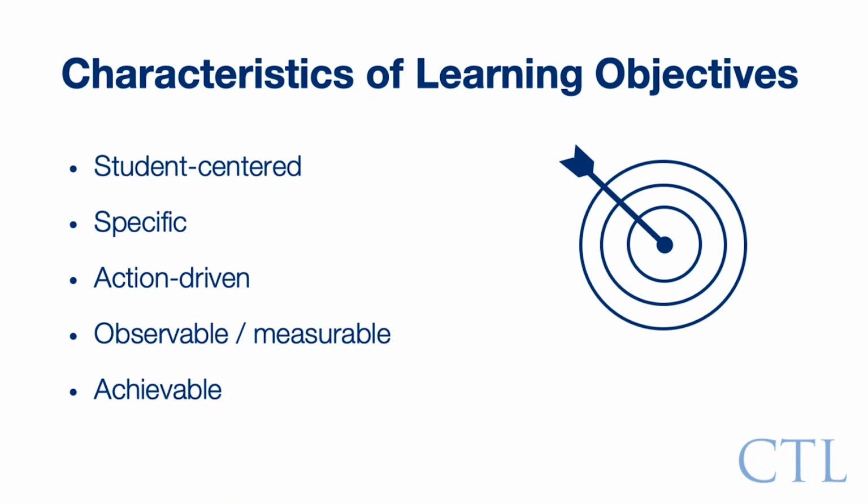Learning objectives should be action-driven, containing an action verb that refers to the intended cognitive processes. Learning objectives should be observable and measurable. This guides the selection of assessment to provide evidence that the learning objective has been achieved. And finally, the learning objective should be achievable given the learner, the course context, and the course duration.